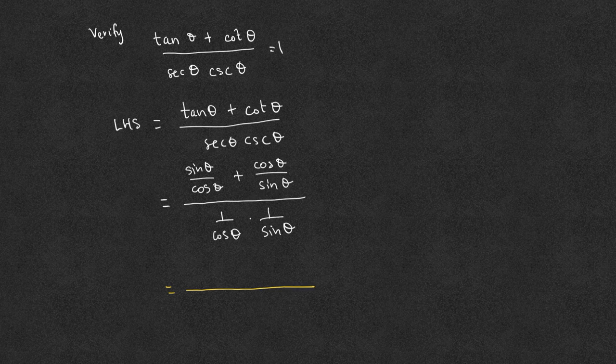In the numerator, the common denominator is cosine of theta times sine of theta. And so we have two terms in the numerator. The common denominator is cosine theta times sine theta, so the first term needs to have sine of theta in the denominator. We then multiply the denominator of the first term by sine of theta, but the golden rule states that if we multiply something in the denominator, we must multiply the same in the numerator.